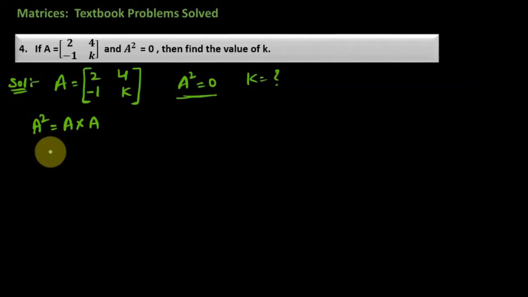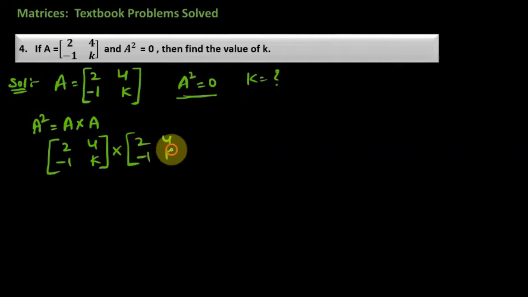So A is 1, 2, 4 minus 1 K into again the same matrix 2, 4 minus 1 K. Right? I have explained how to multiply in my previous video. So see here, simply this first row of first matrix is multiplied with the first column of second matrix, right?